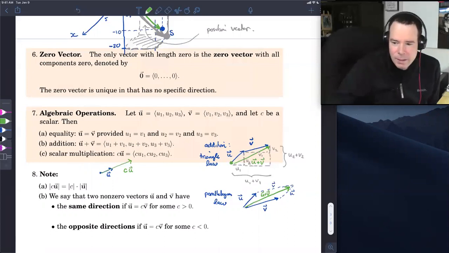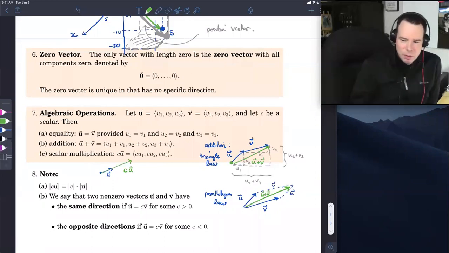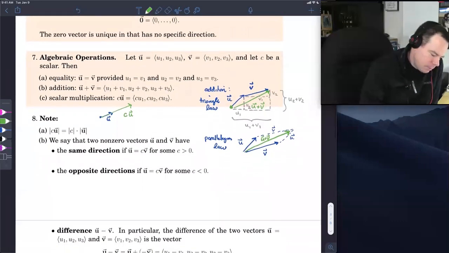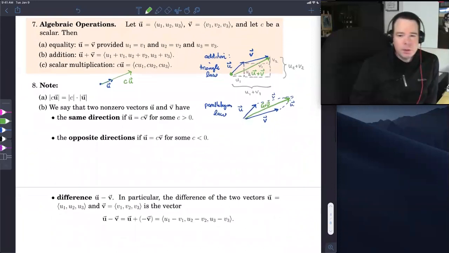If c is negative, then it just points in the opposite direction. It just flips the direction and makes it go backwards. So that's the picture we want to think of when we're thinking of these algebraic operations. The idea is we've got vectors, and now we've got algebraic operations we can do on vectors. We can add them, we can multiply scalars to them, changing their lengths and whatnot. So we've got a geometry that we can play with now.